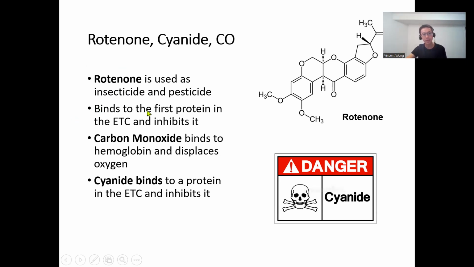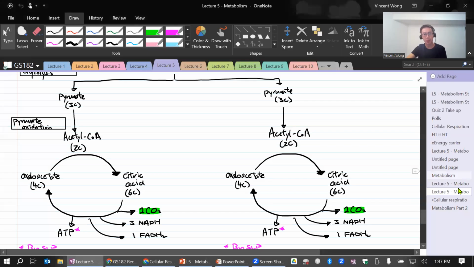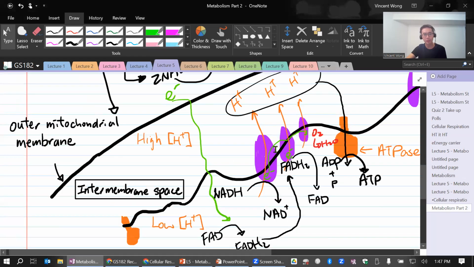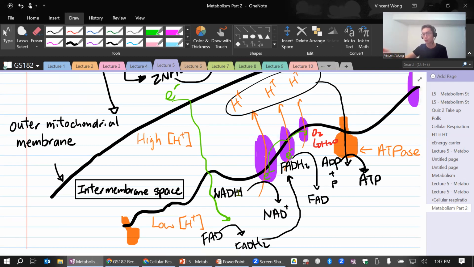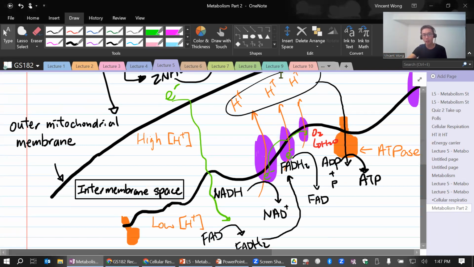So what it does is it binds to the first protein in the ETC and inhibits it. Essentially, it blocks the first protein here. So the NADH comes, but it doesn't know where to put the electron. It's like the ETC is closed. If you cannot deposit the electron, there's no electron flow. No electron flow, no H+. No H+, no ATP. We die.